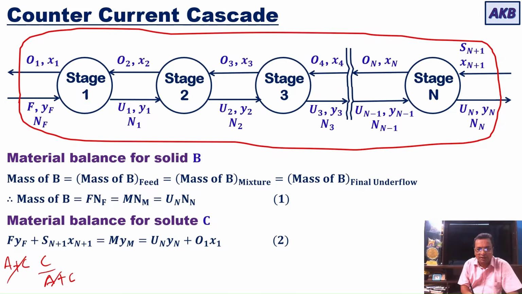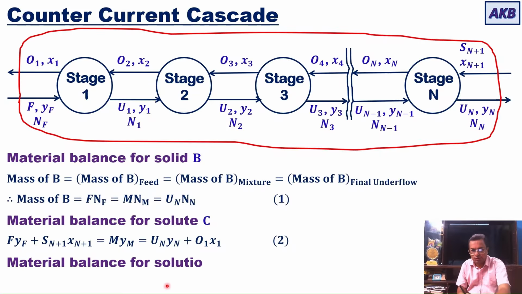So C in the feed plus C in the solvent is equal to C in the mixture, that is equal to C in the underflow plus C in the overflow. And I am calling it equation number 2. So this is how you can write the material balance for solute C. Now let us write the material balance for the solution.